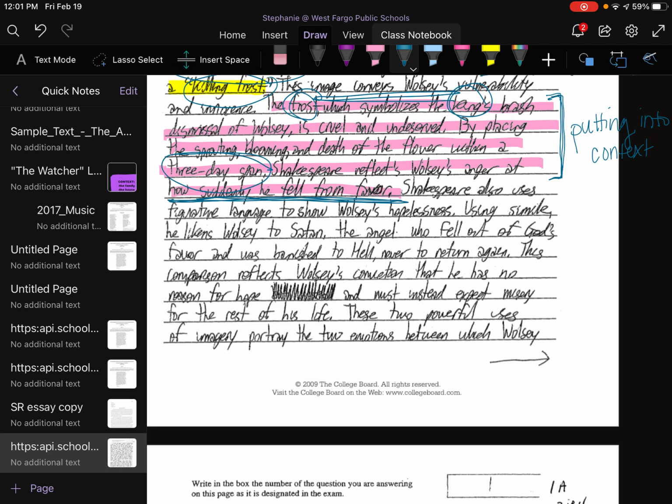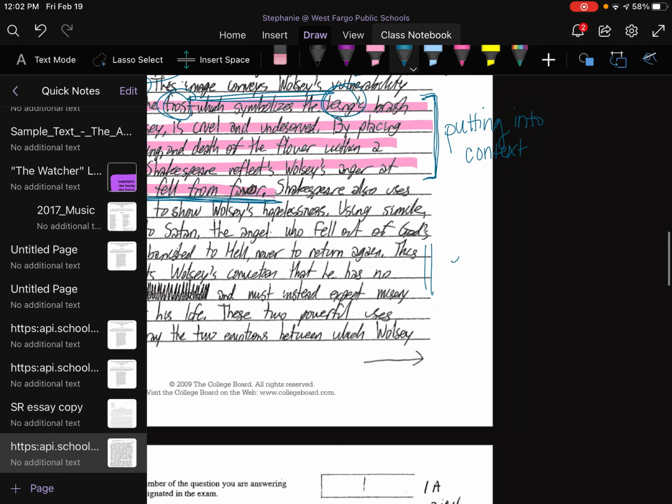So Shakespeare also uses figurative language to show Wolsey's hopelessness. Using simile, he likens Wolsey to Satan, the angel who fell out of God's favor and was banished to hell, never to return again. The comparison reflects Wolsey's connection that he has no reason for hope and must instead expect misery for the rest of his life. So here again is our explanation of the technique.